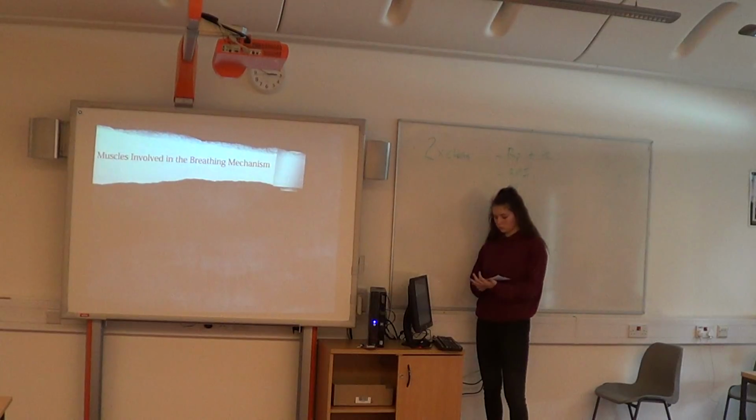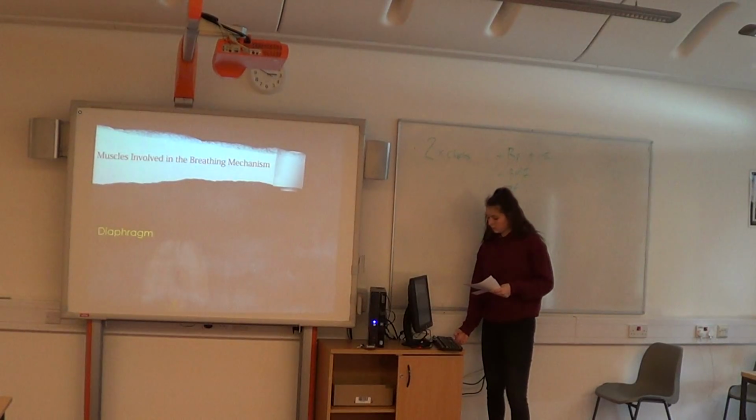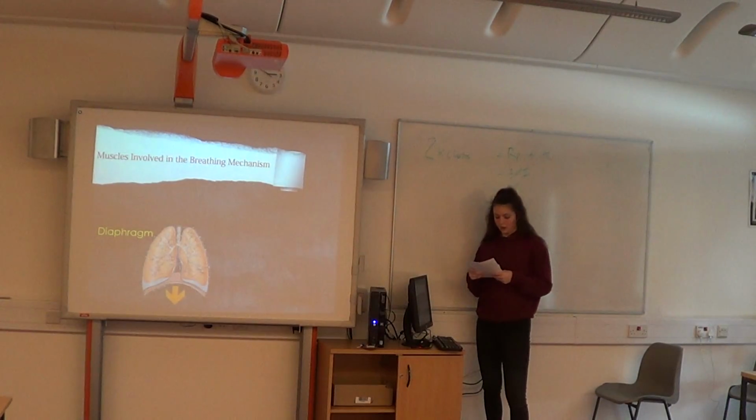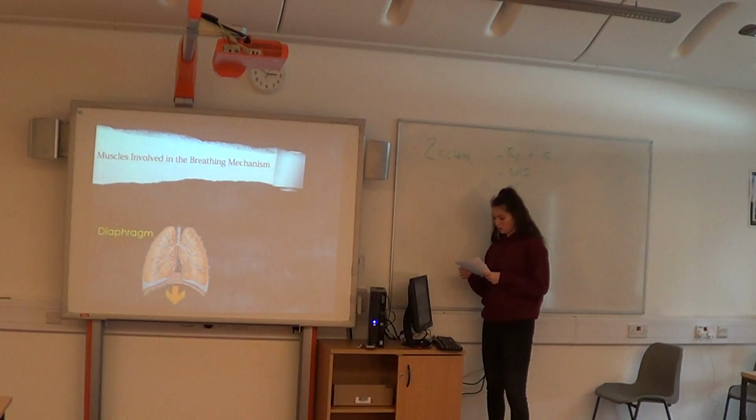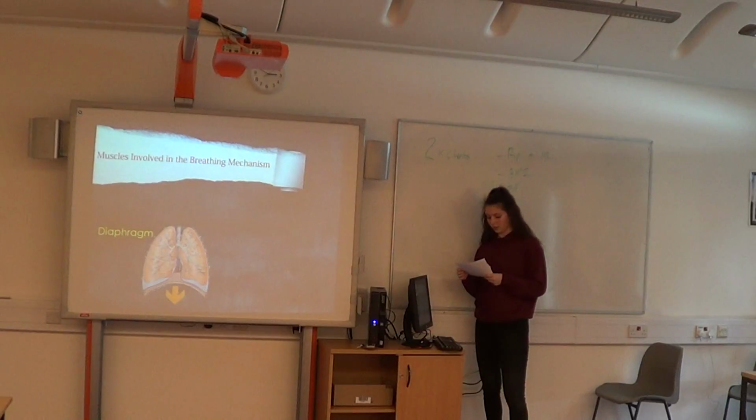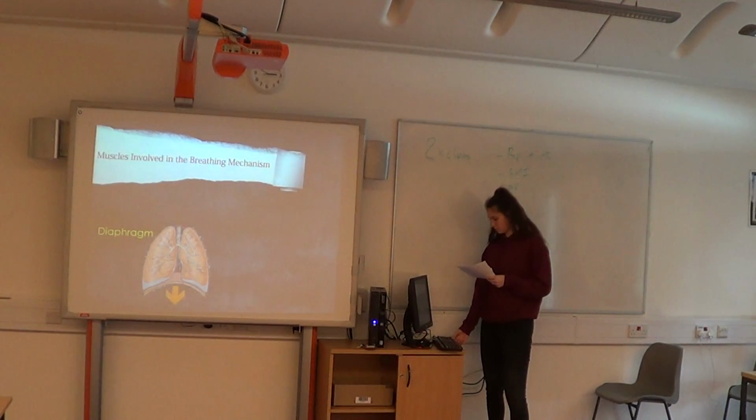So then the muscles that are involved in the breathing mechanism, we've got the diaphragm and the intercostal muscles. So for the diaphragm, this is a dome-shaped piece of muscle and tendon that separates the thorax and the abdomen. When we breathe in, the muscle contracts to flatten out, and it increases the volume of the chest cavity, and that just draws air into the lungs. And then when the diaphragm relaxes, it recoils into a dome shape, forcing air out of the lungs by decreasing the volume of the chest cavity.